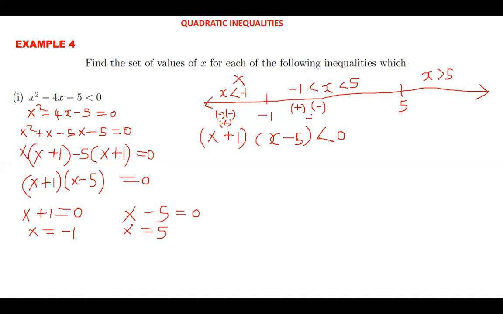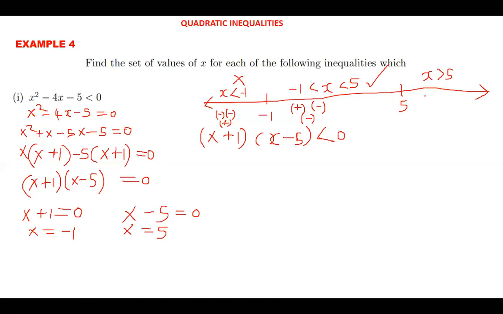So we get a negative answer. Is a negative less than 0? Yes, so this part qualifies. We go to the last part there. You put a positive, you get any number greater than 5. So we put a positive 6 there.